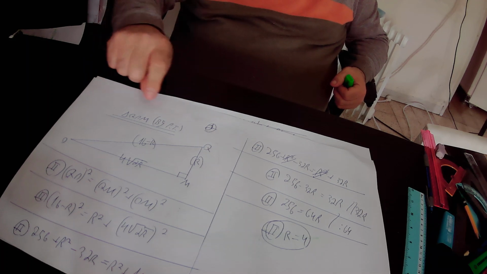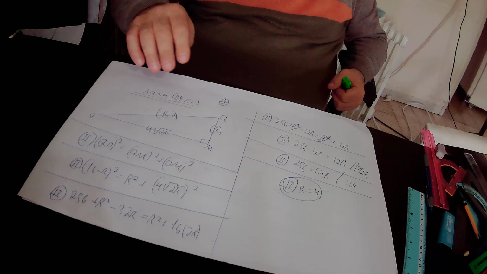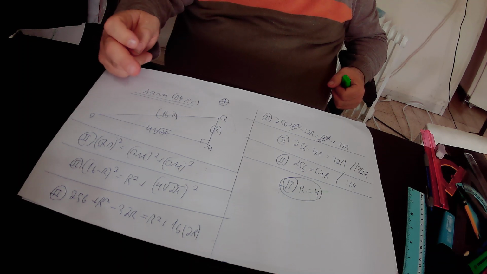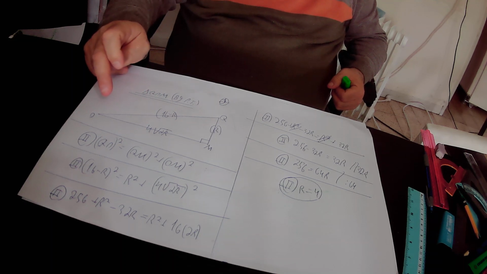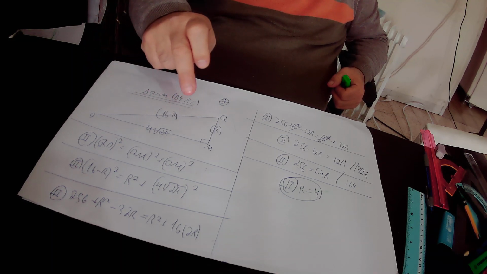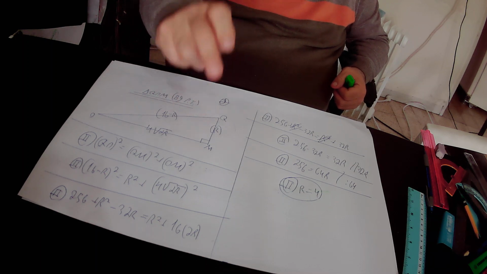So OQ is 16 minus R, therefore OQ square is (16 minus R) square, and it must be equal to QM square. QM is R, therefore QM square is R square, plus OM square. OM is 4 times square root of 2R, therefore OM square is (4 times square root of 2R) square.